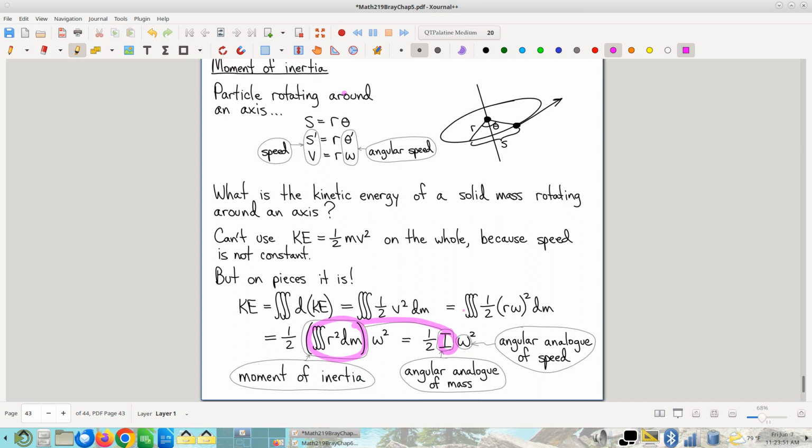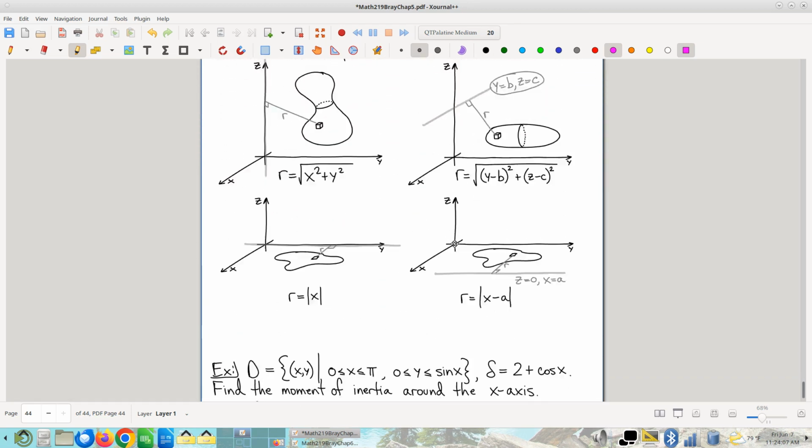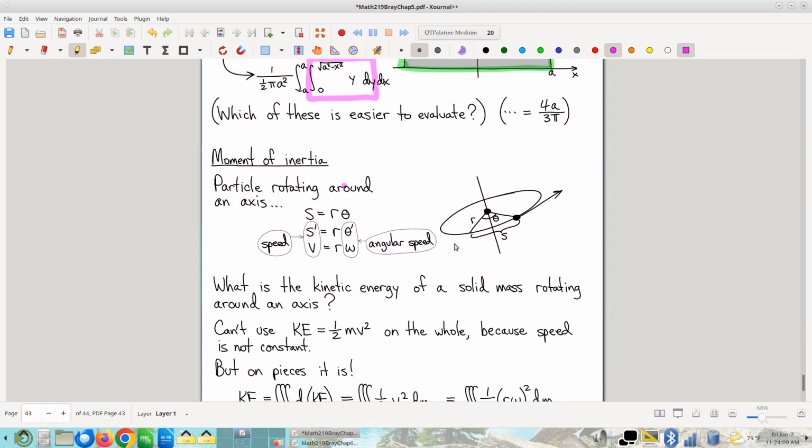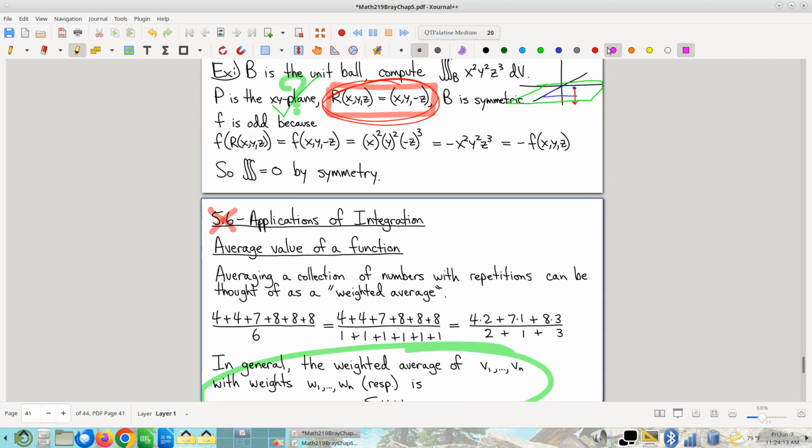But anyway, there's the formula, and if you want to be prepared for the idea that you'll see something called moment of inertia in a future physics class, then this is the formula you should be prepared for. And then we just have here some examples. Okay, so again, we're basically skipping 5.6. You're not going to be tested on 5.6. You are absolved of 5.6. But again, I just want to hit some highlights. Everybody okay with that?